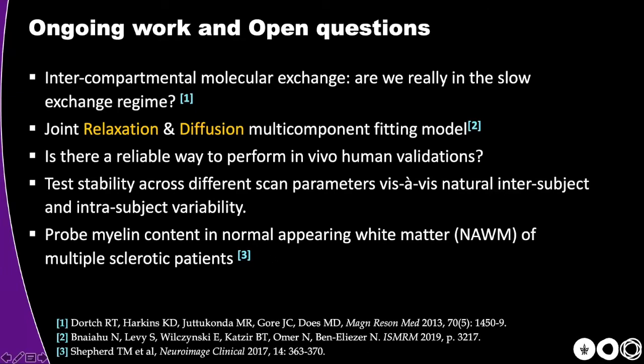I already saw that using quantitative T2, single T2 values, we can detect pathology in normal appearing white matter, even though it's not a visible pathology. A radiologist would say this is completely healthy tissue, but we can still detect small changes in T2 values. And now we want to apply a multi-component analysis to these kinds of cases.